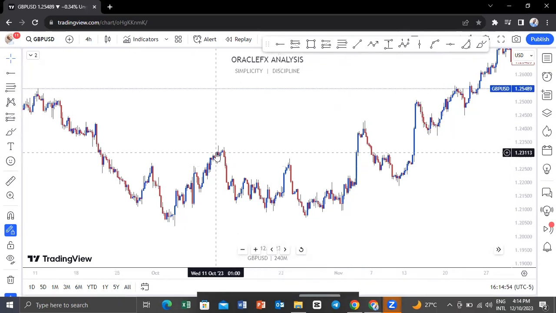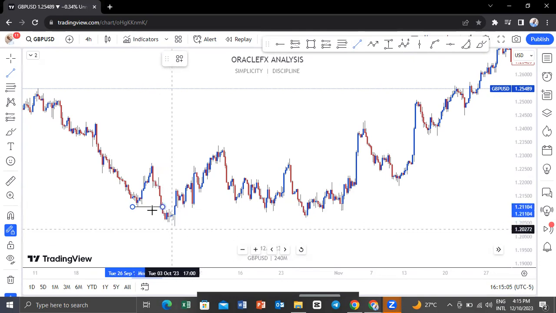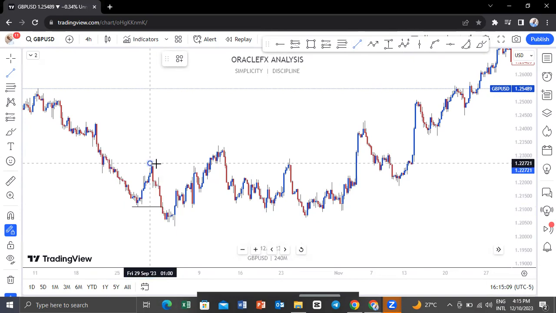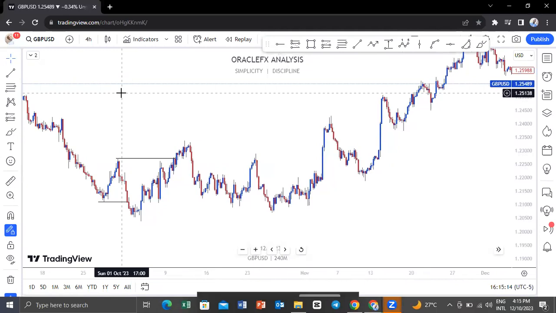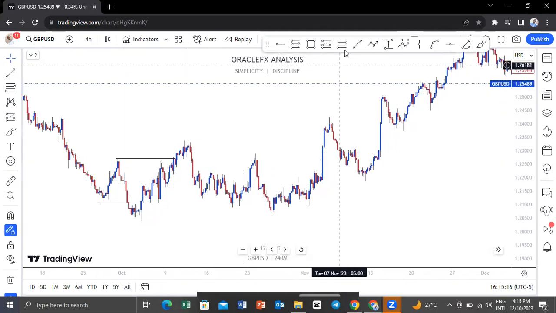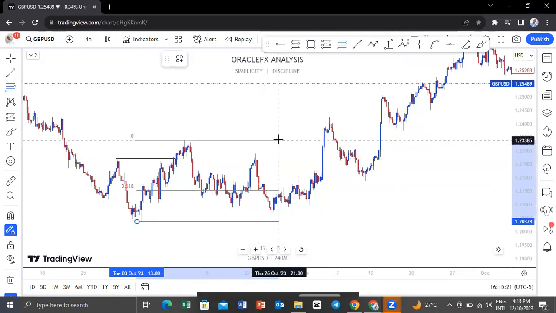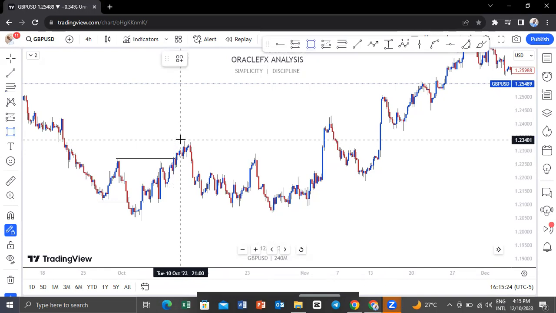So the first basic stuff I would like to talk about is market structure. Yes, so by now you should understand market structure. Then we have a low, and you can see here, starting from here, we had a shift from a downtrend to an uptrend. So from here, we have this range from this low to this high, and you can see what price.